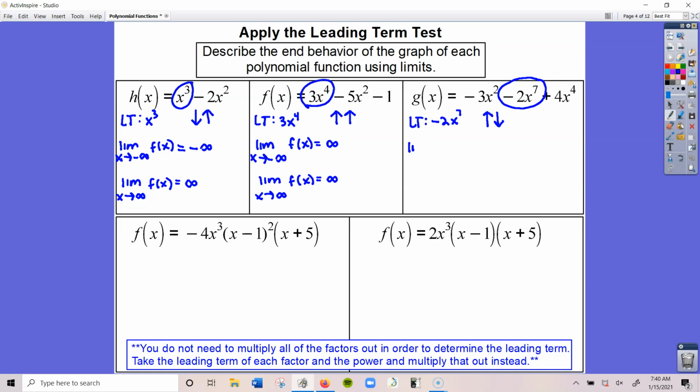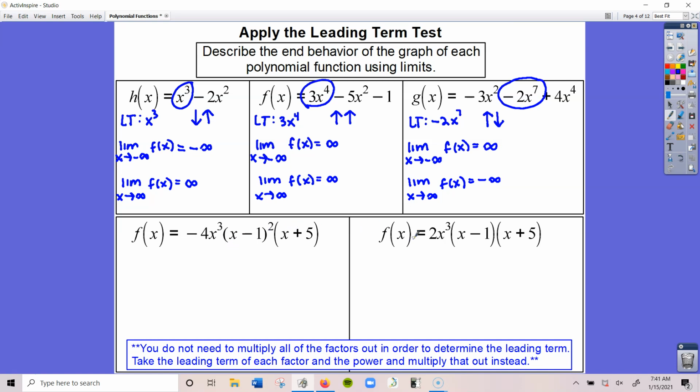So now to write our limit statements. The limit as x is approaching negative infinity of f of x, so this is the left side, so I'm going to look at my left arrow here. It's going up, so we write positive infinity. And the limit as x is approaching positive infinity of f of x, now we look at the right side, which is going down. So we would say negative infinity.